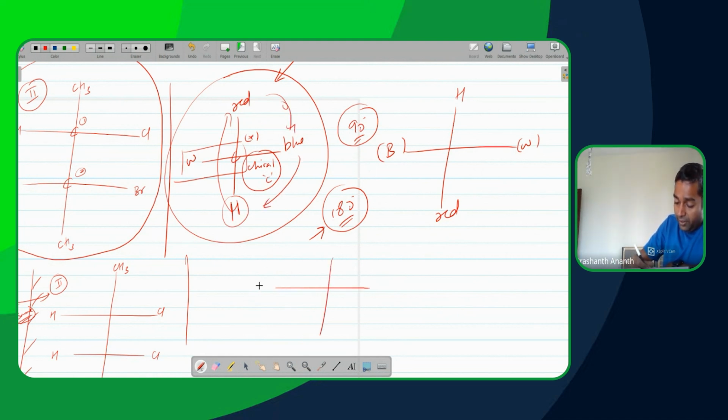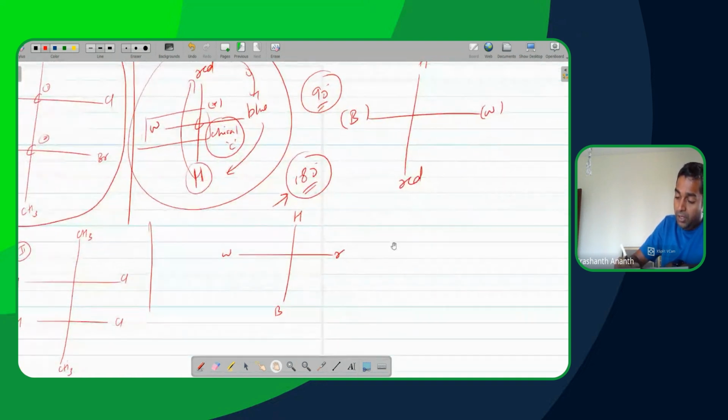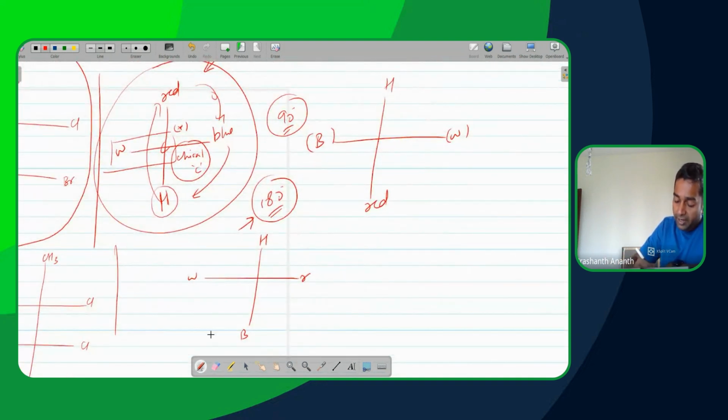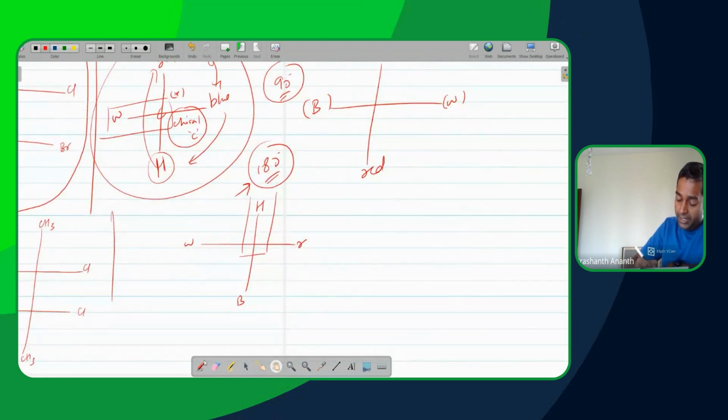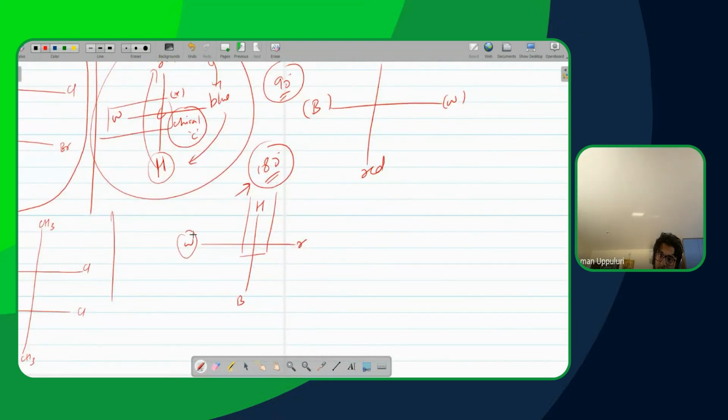So I'm going to be having white here. Hydrogen goes up. I'm going to be having red here. I'll be having blue here. So now I want to basically maintain the hydrogen there and then bring the white to this side and see what happens. So if I bring R will come down, B will go there. Then we got the same thing.